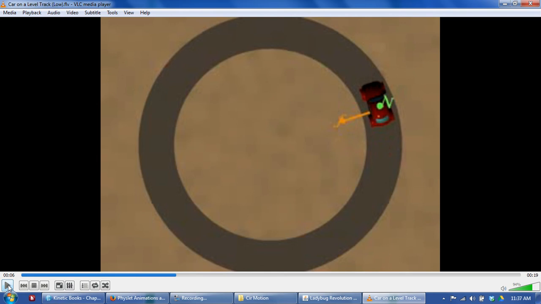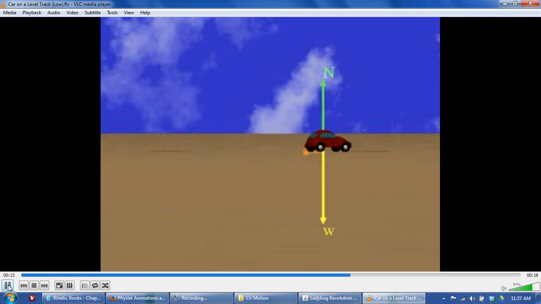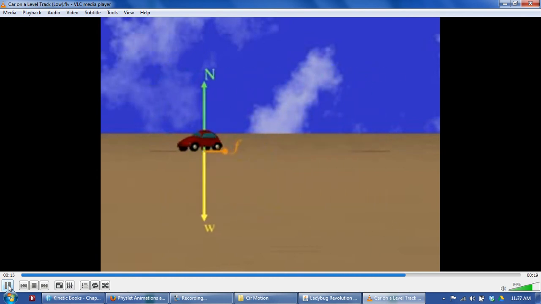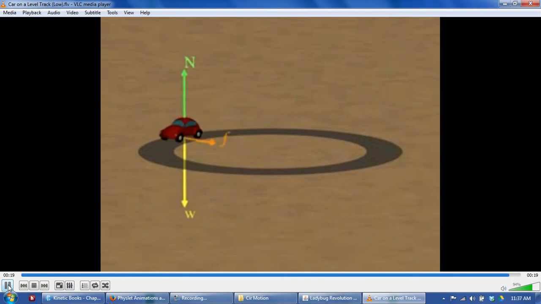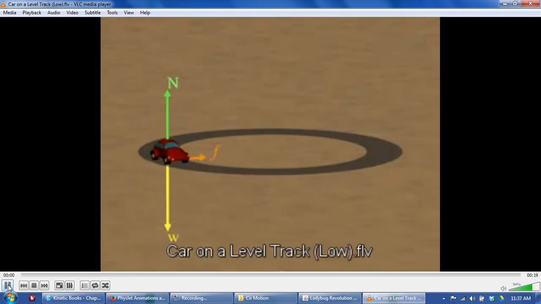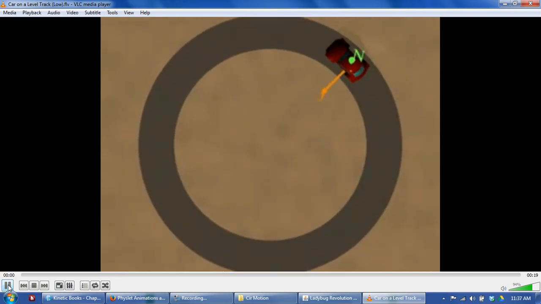If that force isn't there, from the outside point of view, the object's inertia is going to carry it in a straight line. So if suddenly this car hit ice, it would go off in a straight line and not continue in the circle, because that centripetal force, that friction that is allowing and creating that circular motion, would no longer be there.